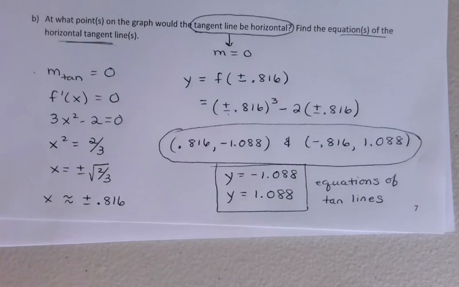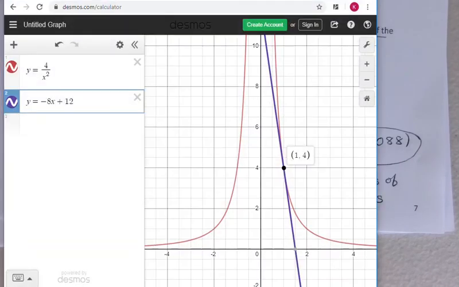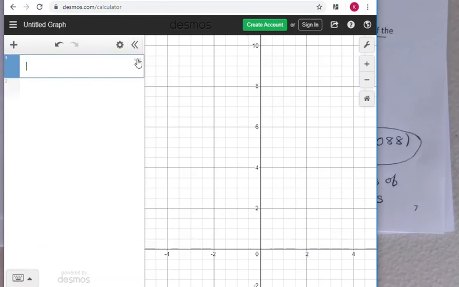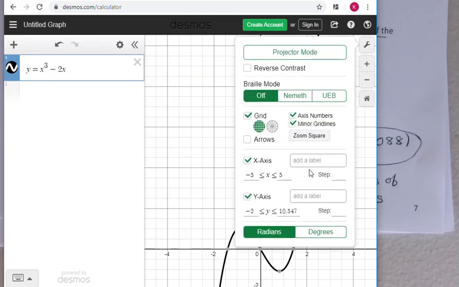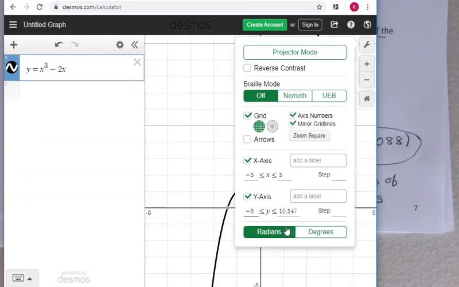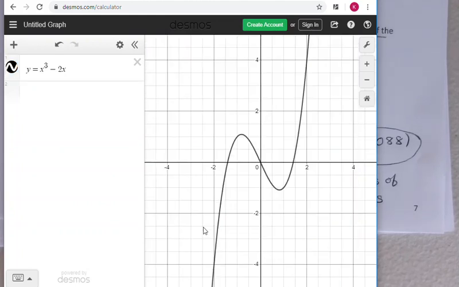Let's look at Desmos one more time and see what these graphs look like. So my original function this time was y equals x cubed minus 2x. And I don't necessarily have the best window, so let's fix that. Doesn't have to be real huge. Let's go negative 5 to 5 on both axes. There, that's a little bit better.